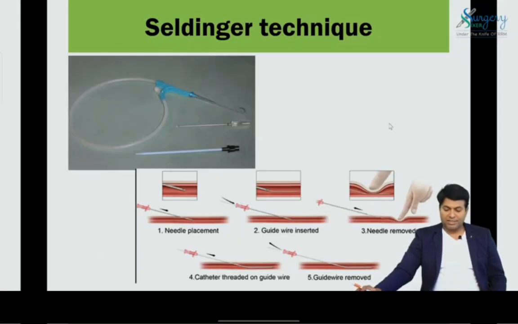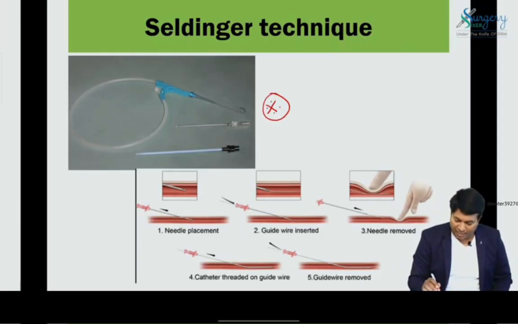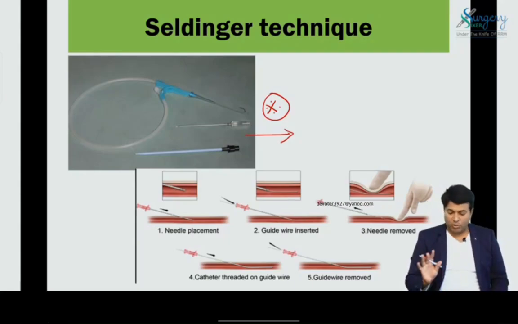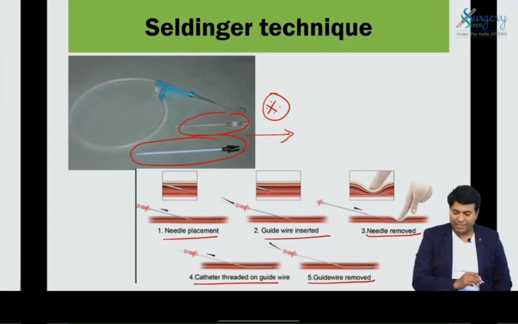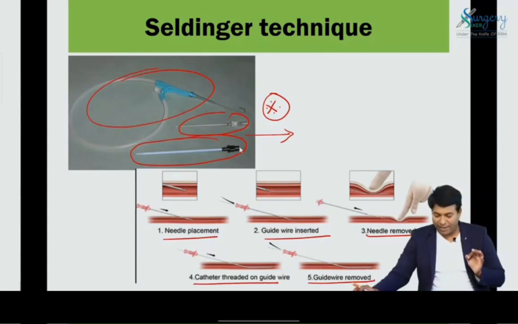Okay. So this is Seldinger technique, and please remember this image. This is the Seldinger needle and catheter. Please don't forget, we place the needle, the guide wire is inserted, the needle is removed, the catheter is threaded on the guide wire, and the guide wire is removed. So this is how we use this. You can see the needle, the guide wire, and the catheter. The Seldinger catheter finally goes inside and does all the procedures.